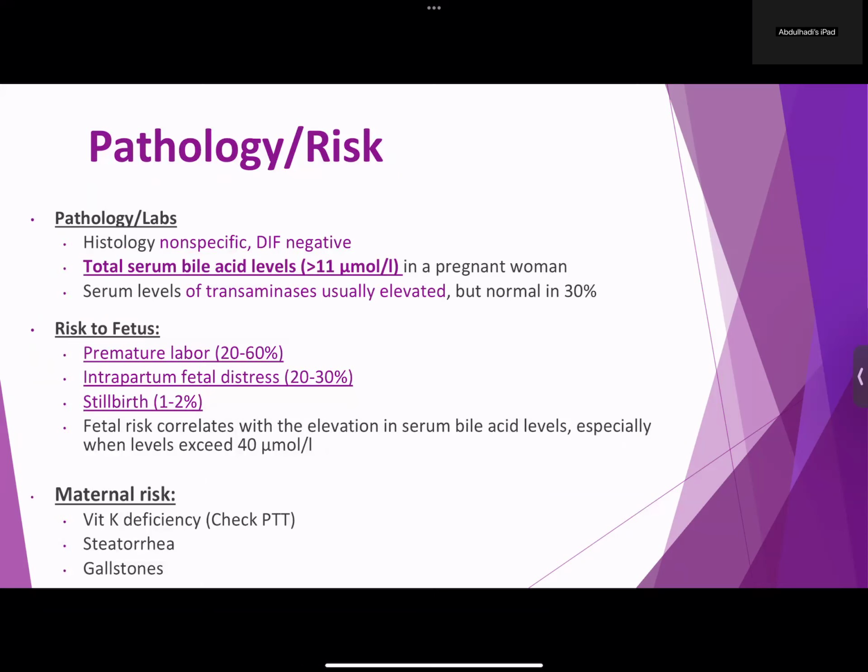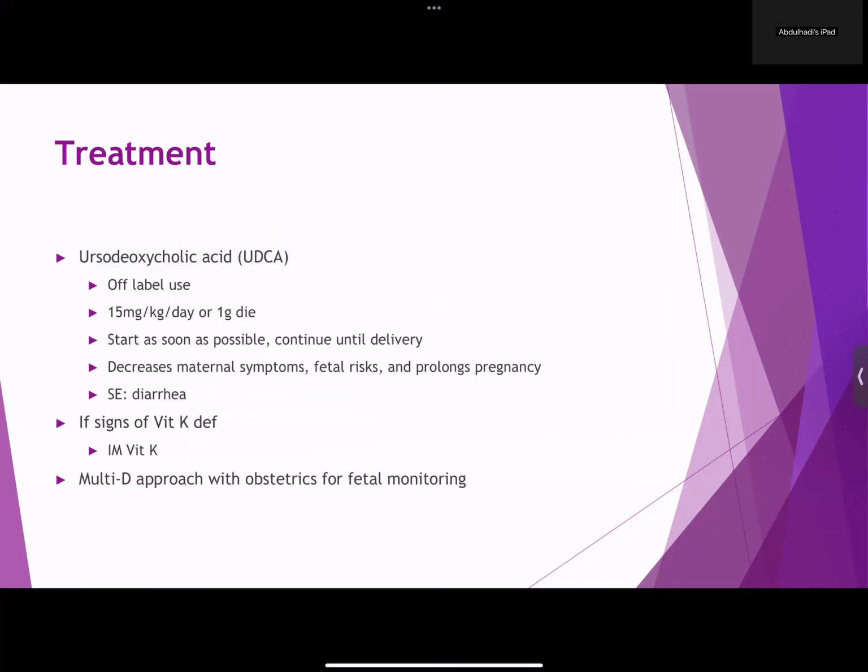So as we mentioned, this is the most dangerous one. The bile acid usually is elevated more than 11. The risk on the baby will be premature labor, intrapartum fetal distress, and also stillbirth. Maternal risks are vitamin K deficiency, steatorrhea, and gallstones. The treatment is ursodeoxycholic acid. It's off-label, and we usually give 50 milligrams per kg per day or 1 gram once a day. And again, it can actually continue after delivery. If there are signs of vitamin K deficiency, we give intramuscular vitamin K.